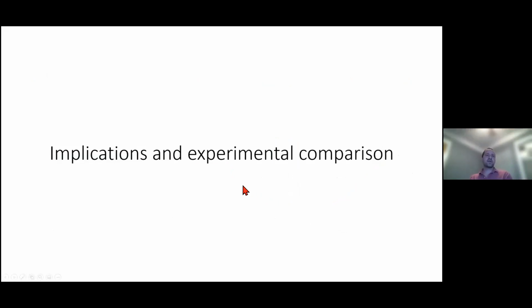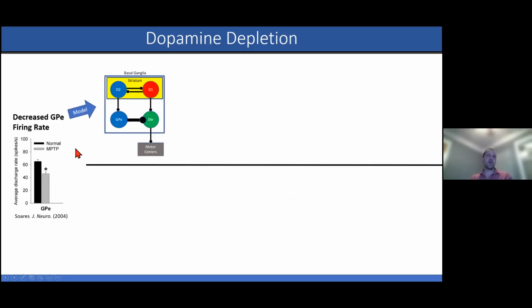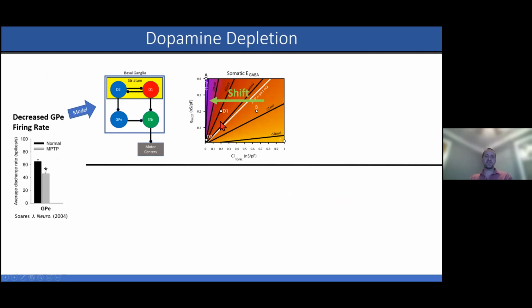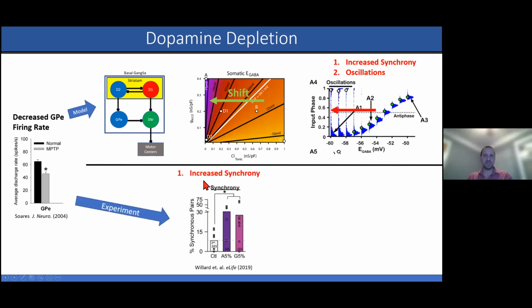So yes. In dopamine depletion, the classic response is that the firing rate of the GPE neurons decreases. And from our model, you would predict that if you decrease the firing of the GPE, you're going to decrease the chloride load to the SNR neurons, and you should hyperpolarize the E-GABA. So you get a shift in the chloride load, which will shift E-GABA and shift you potentially from an asynchronous state to a synchronous state with some oscillations. And this is exactly what we see in the experiments.